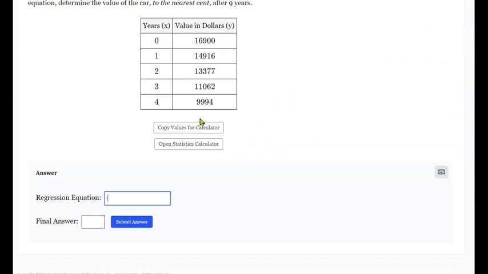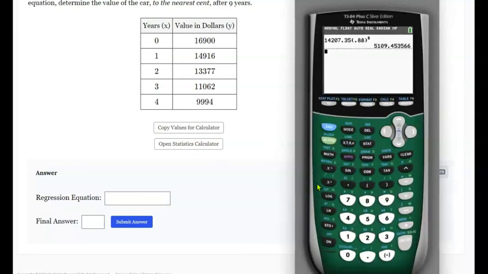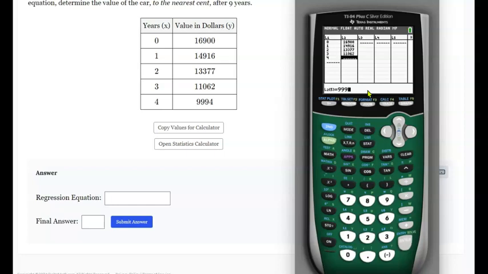Alright, again, you're going to copy these values into your stat, edit, list 1. Right, so here we're going to write 0, 1, 2, 3, 4. And then in our list 2, we're going to put our values, 16,900, 14,916, 13,377, 11,062, 9,994, double check. Now this time stat calc, you need to arrow off the screen all the way to number 0, exp reg.